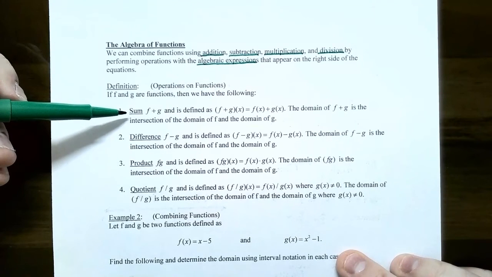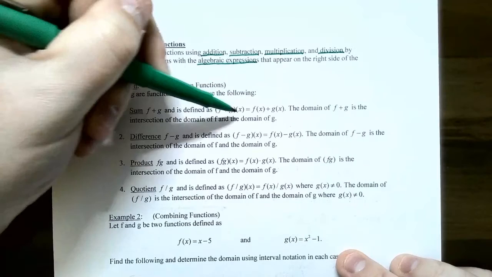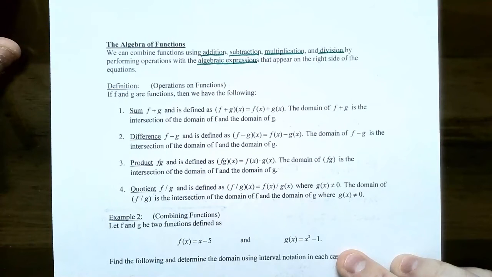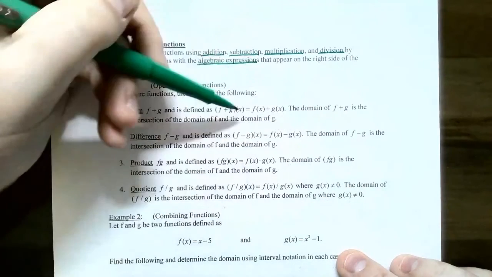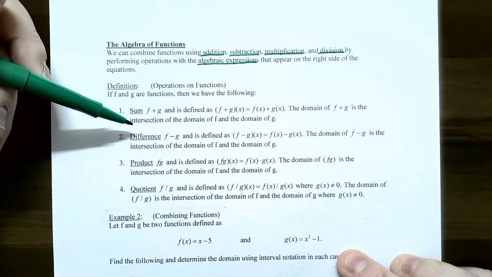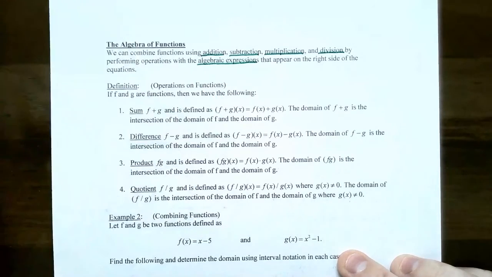The sum function, the name is f plus g, and how do you find it? You take the two functions and you add them together. So combine like terms. And how do you find the domain? Well, the domain of this new function is the intersection, or what x values are in common with the domain of f and the domain of g.